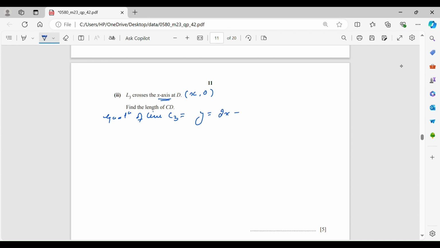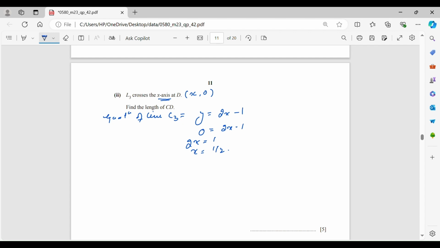Minus 1. Now we will substitute this value. To find x when y is 0, 0 equals 2x minus 1. Now 2x will be equal to 1 and x will be equal to 1 by 2. So the x value is 1 by 2 when y is equal to 0.